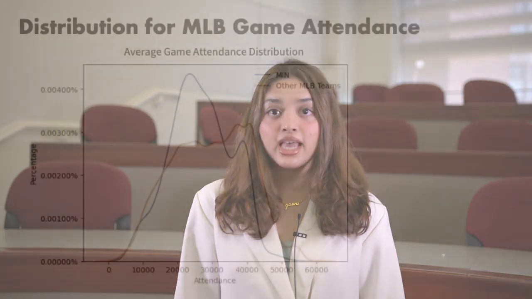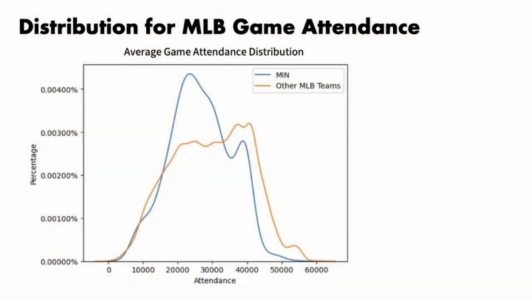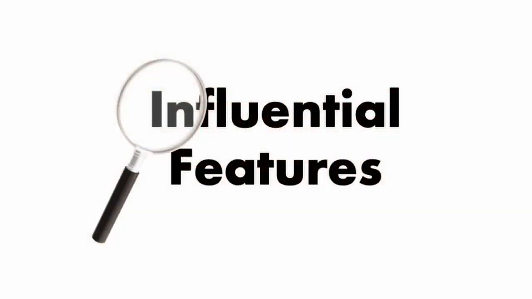Over here, we have the distribution for MLB game attendance. As we can see, Minnesota is pretty similar to other MLB teams, but for Minnesota, the values mostly lie between the 10,000 to 40,000 range, and the distribution is quite similar. However, for Minnesota, there are certain factors that cause a difference in the distribution, and that will be better explained by Xiaoyu in the next slides.